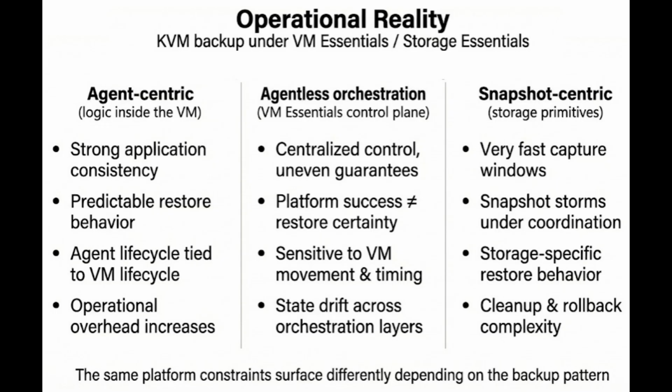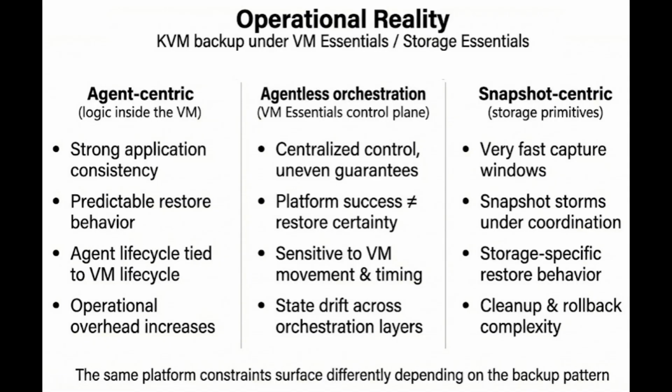With agentless orchestration, which is common in VM Essentials environments, control is centralized at the platform level. Backups often report success, schedules run as expected, and operations look clean. However, platform-level success does not necessarily imply restore certainty. Because backup semantics are reconstructed by orchestration, timing and VM movement matter, and state can drift across orchestration layers over time.